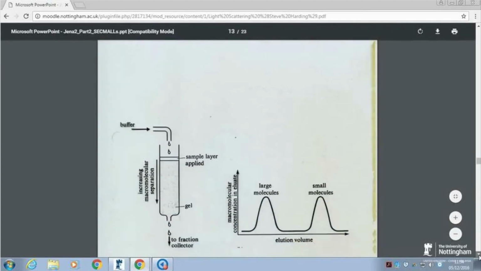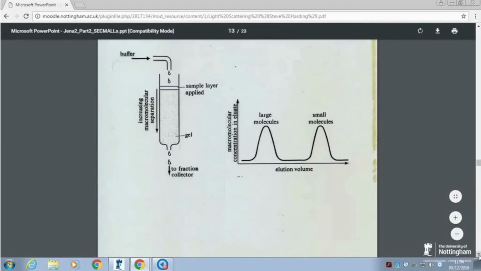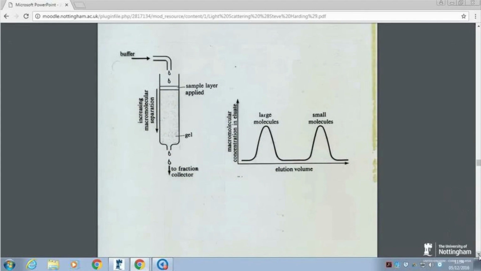Right, to finish off with, what are those? What's one of those?